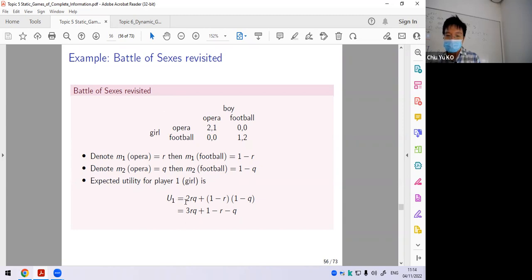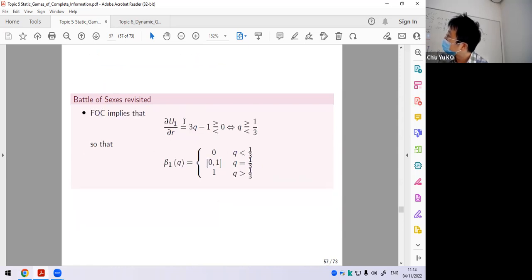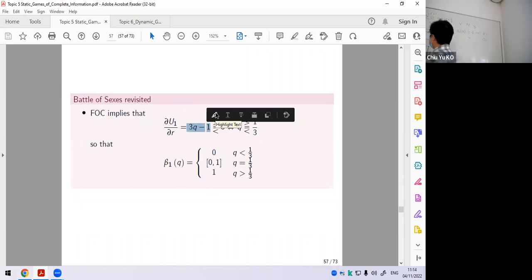And you do the differentiation with respect to R, right? Because Q is the boy's choice, R is the girl's choice. So you differentiate with respect to R, okay? That is given by this one, okay? And let me draw this here to show you how you draw it, okay? So this one says the following, right? This is R, this is Q, okay? And always from 0 to 1 in this context, okay?